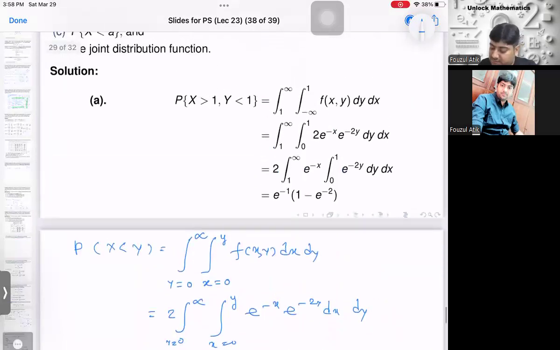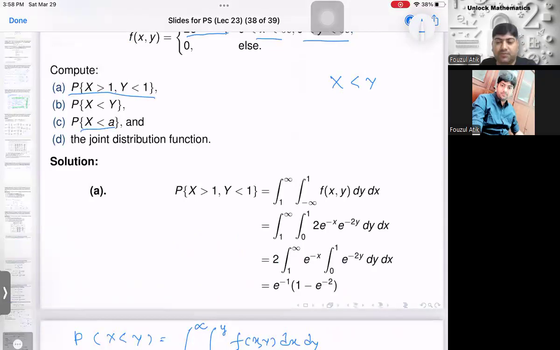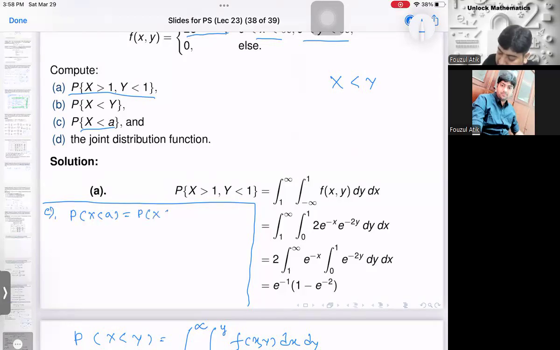The same way we can do P of x less than a. Now P of x less than a, from the joint, how can we do it? It is basically the marginal density; you have to get the marginal distribution function. So for part C, P of x less than a is actually P of x less than a, y less than infinity. That means the y value is up to infinity and the x value is up to a. So maybe I'll do the y integration first.